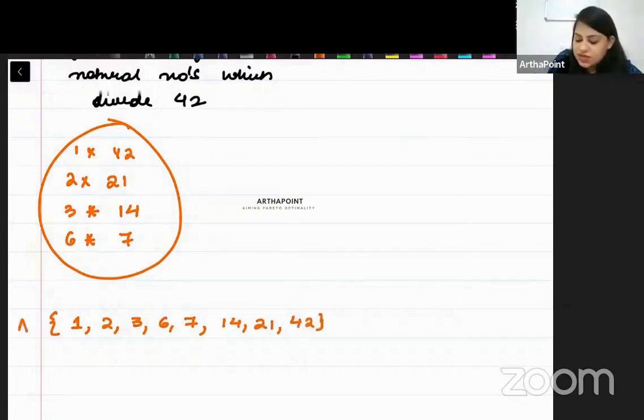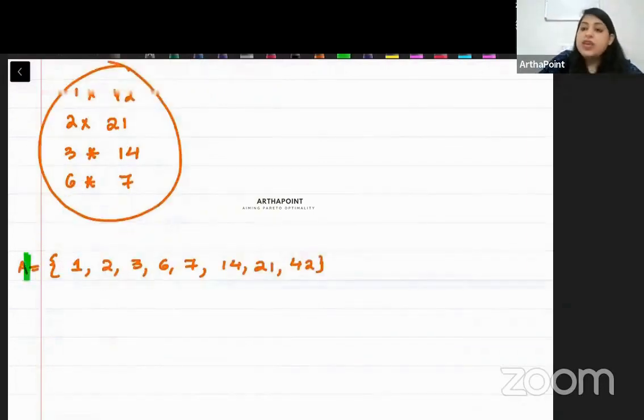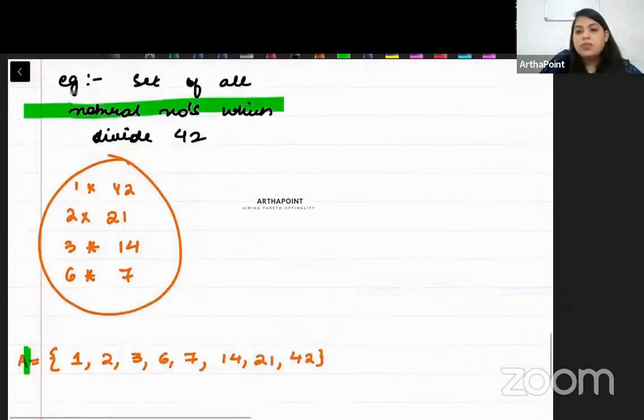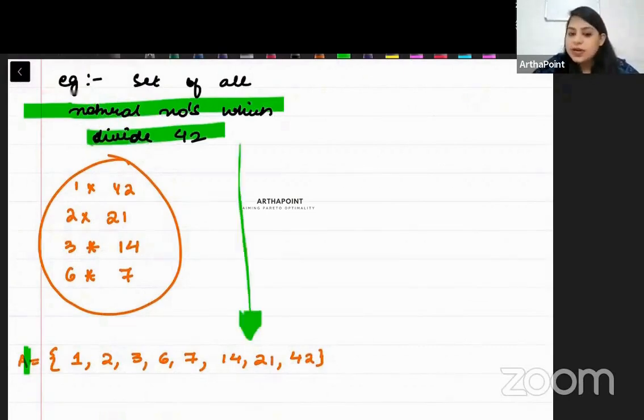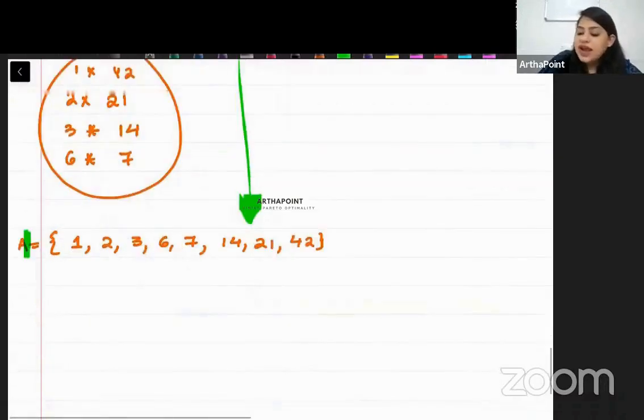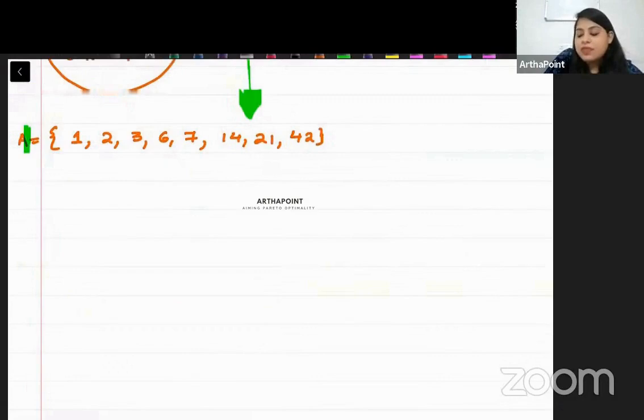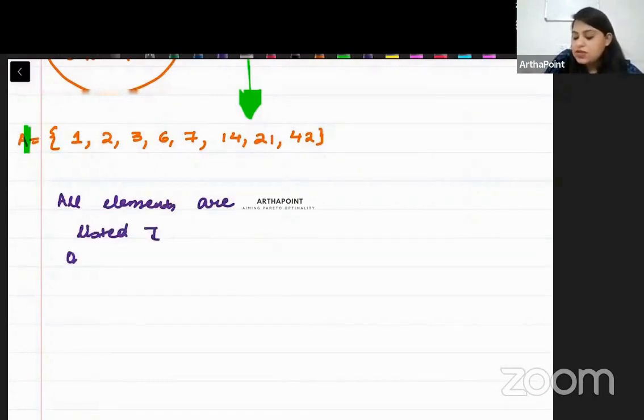And I can name this set. This set is called set A. So I can say that set A represents all natural numbers which divide 42, and I can represent set A like this. I hope this is clear better. Okay. Now, please understand that when I talk about the roster format, when I list the elements, we say that all elements are listed, right? And in this case, we say that the order is immaterial.